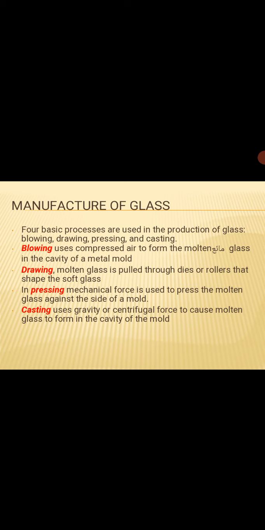Pressing is when mechanical force is used to press molten glass against the side of a mold. Casting uses gravity or centrifugal force to cause molten glass to form in the mold اللي هو ده بالعربي اسمه الصب بتاع الجلاس.